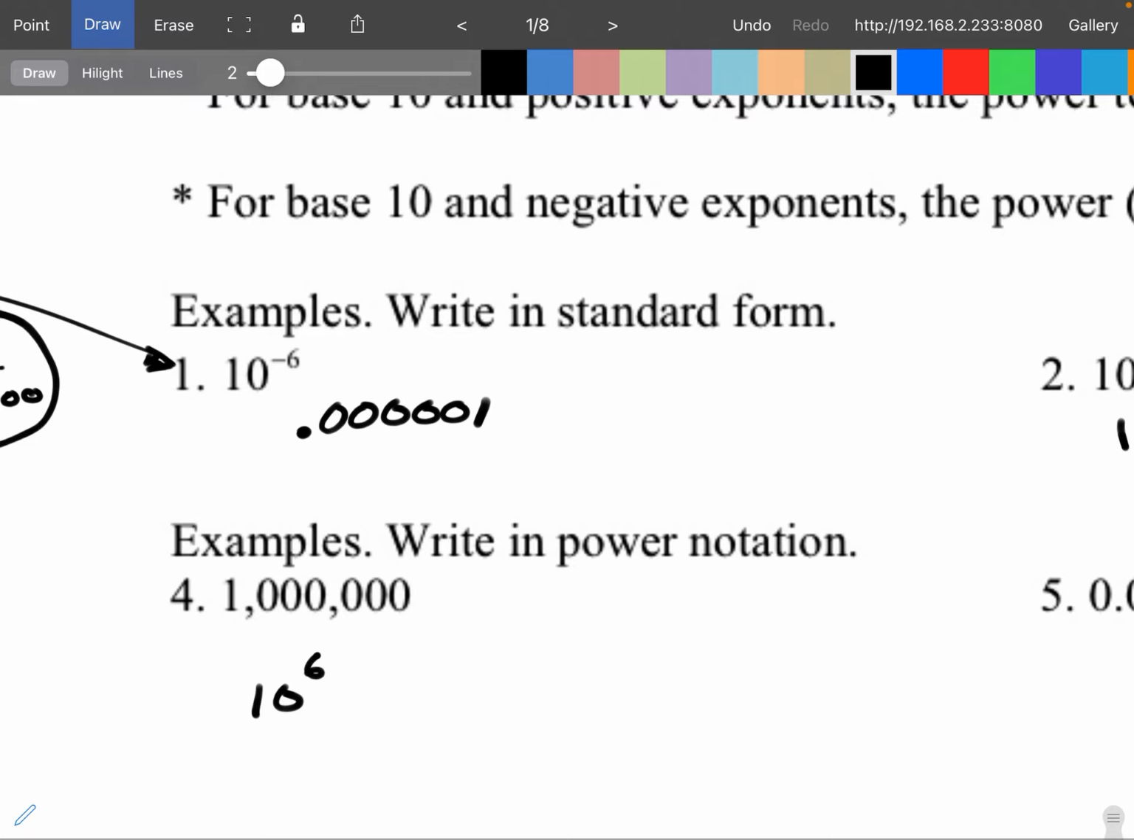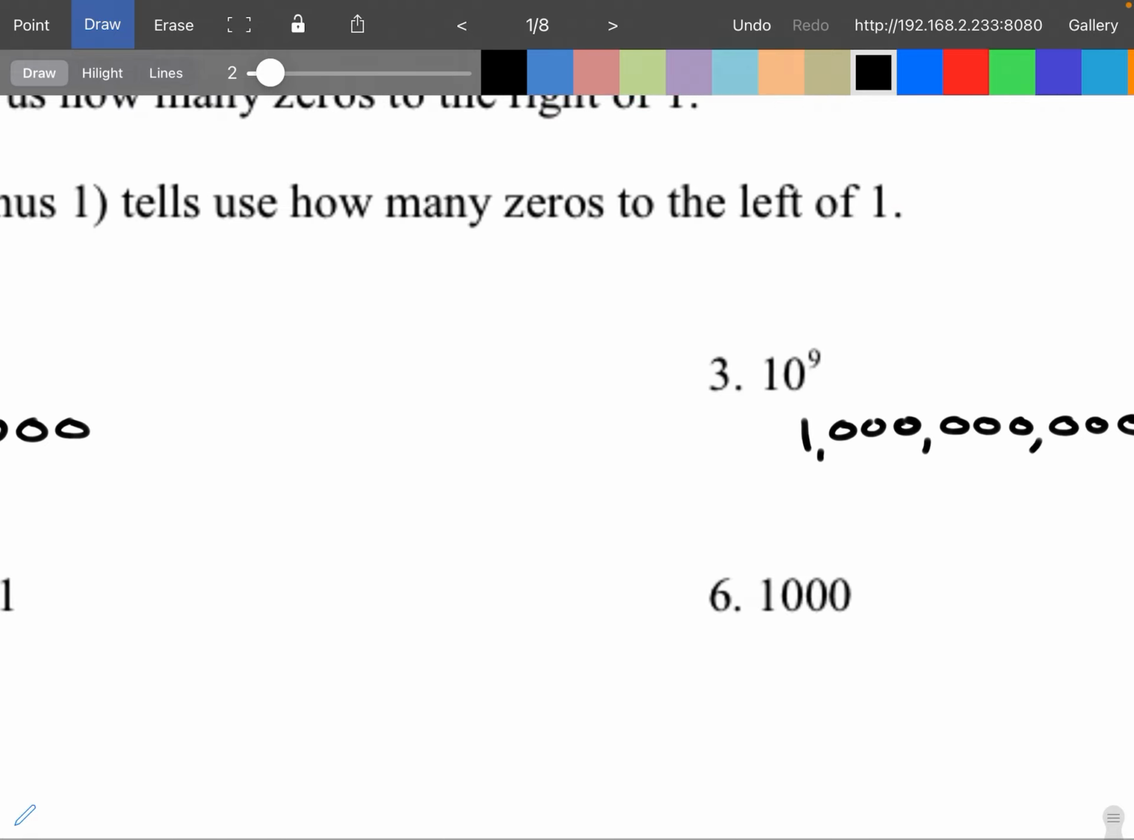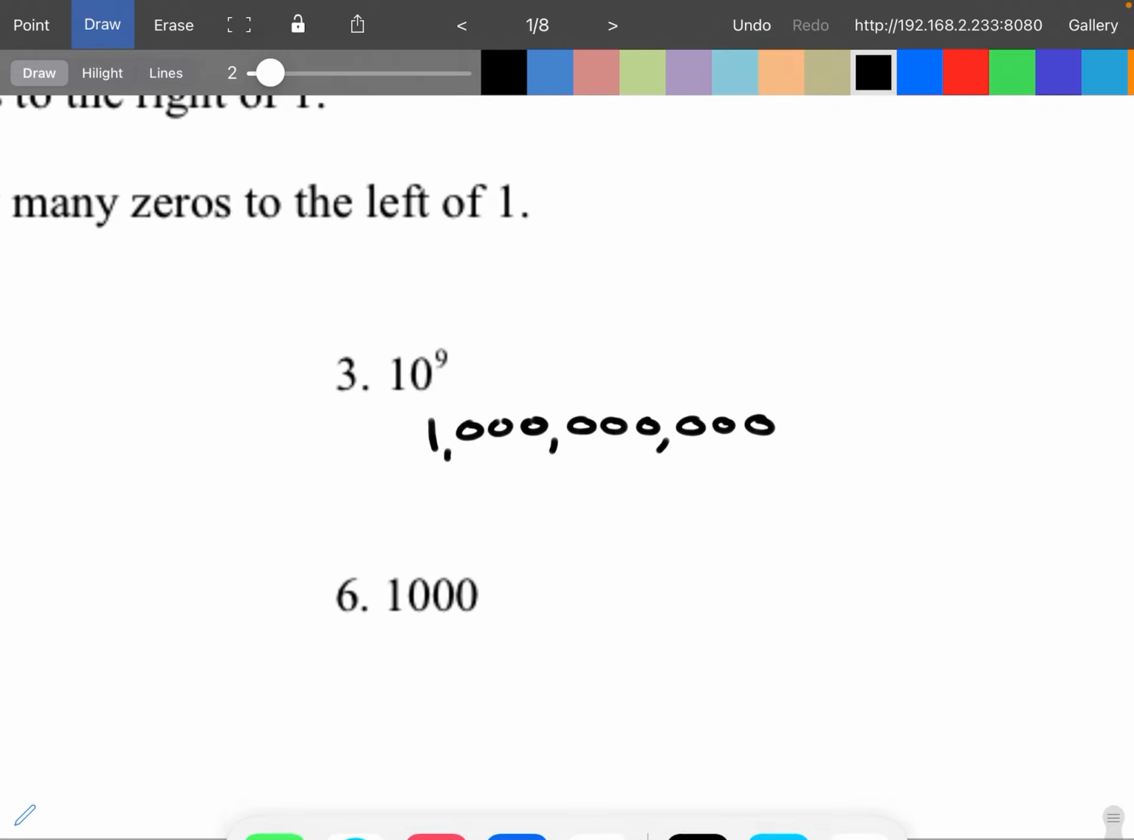All right. Then we'll do this one. Let's do number 6 first. This would be 10 to the what power? Yeah, you just count the zeros. So it's 10 to the 3rd. That's 10 times 10 times 10, which would be 1,000.